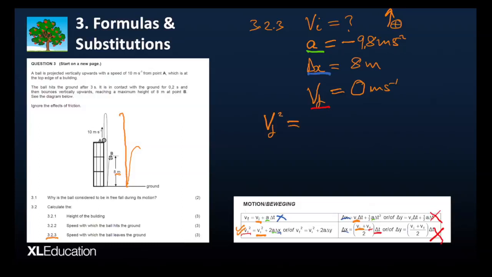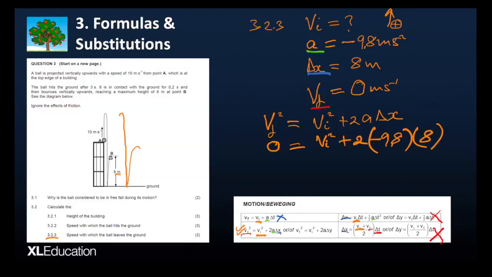V final squared equals V initial squared plus 2a delta x. I'm copying the formula down. Right. I'm now substituting. V final is 0, so I have my 0 there. V initial, that is what we are supposed to calculate, squared, plus 2 multiplied by the acceleration, which must always be negative because it's downwards, negative 9.8, multiplied by the displacement which is given, that is 8. Right. Then we have our substitution like that.